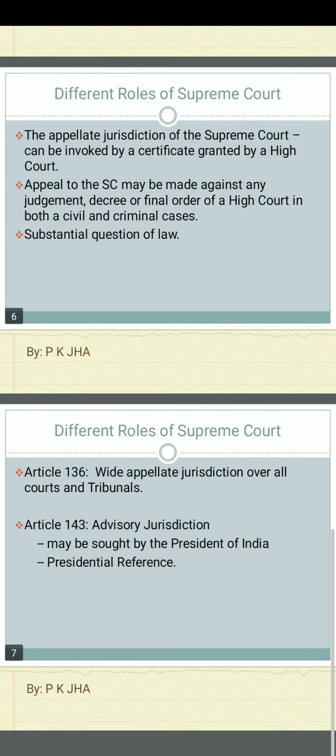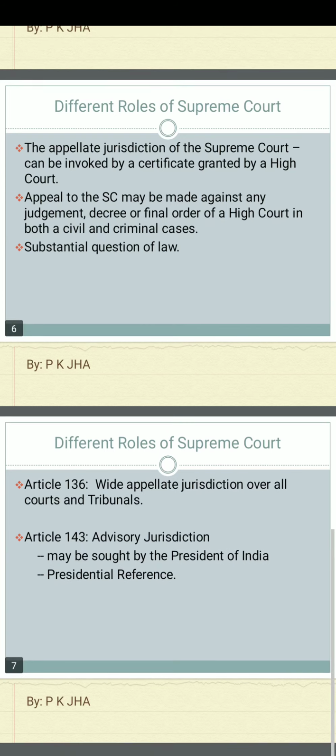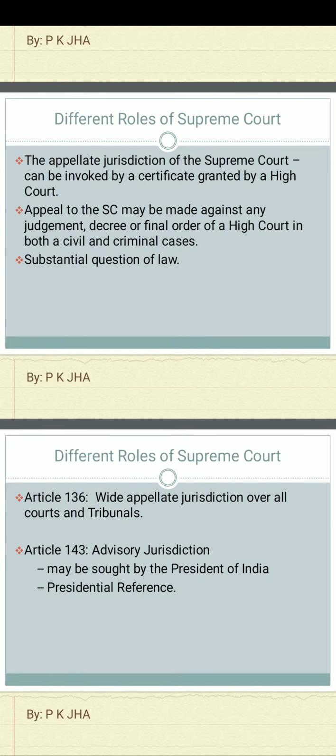Now, we do have another such article, that is Article 143. Apart from being an adjudicator and interpreter, the Supreme Court also functions as an advisor. Fine, children? This court's advisory jurisdiction may be sought by the President of India. This is the dedicated article, as I told, Article 143. When the court's advisory jurisdiction is sought by the President of India, this entire procedure is termed as presidential reference, and it is recognized as the advisory jurisdiction of the court.